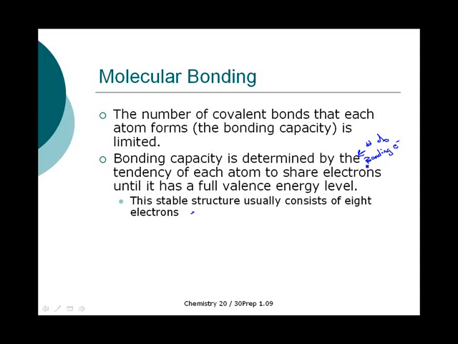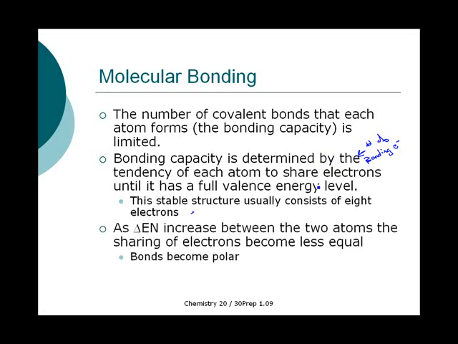The more bonding electrons that an atom has, the more covalent bonds it can make in order to get that stable structure with 8 electrons. As the difference in electronegativity increases, though, we know that the sharing becomes less equal. So as the difference in electronegativity gets larger, atoms don't share fairly when it comes to electrons, and so the bond becomes polar.